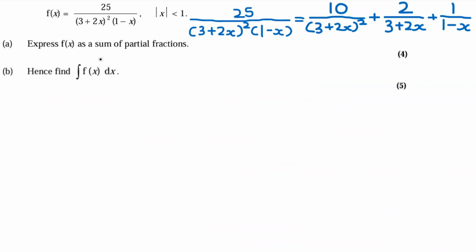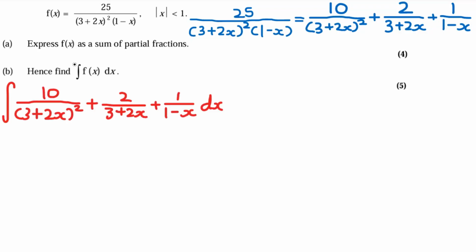Okay, and then for part B, we need to find the integral of f of x, and f of x is this fraction here. And as we showed in part A that it can be split up into these partial fractions, this question is essentially asking us to integrate these partial fractions here. And we can do that. We have these three terms, so let's consider them individually.